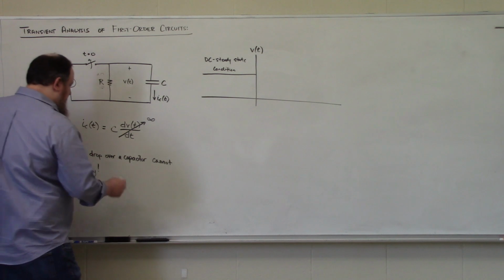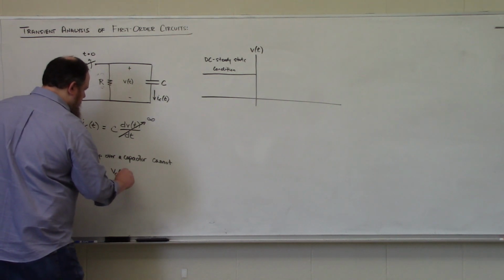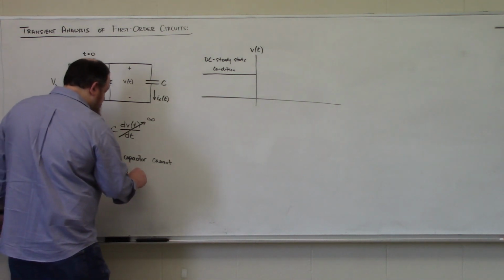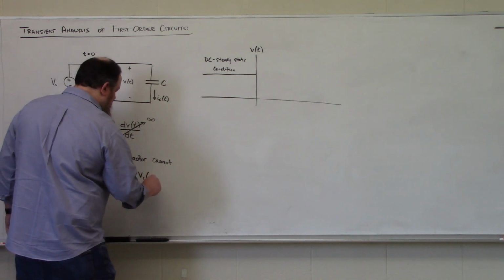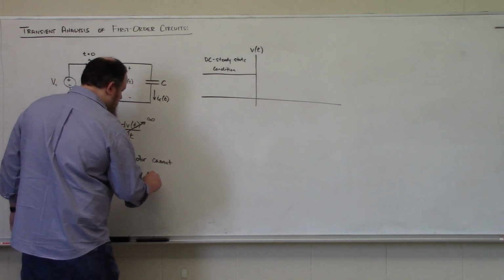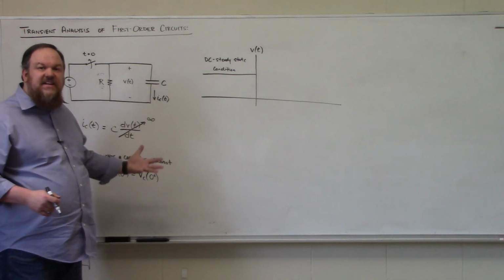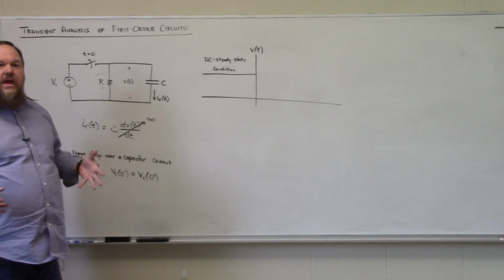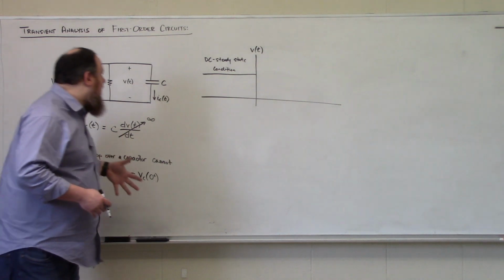So what this means is that the voltage drop over our capacitor at t is equal to 0 minus has to be the exact same thing as the voltage drop over our capacitor at t is equal to 0 plus. If we have a discontinuous voltage waveform over our capacitor, we are in essence forcing an infinite amount of current to flow, which cannot happen.